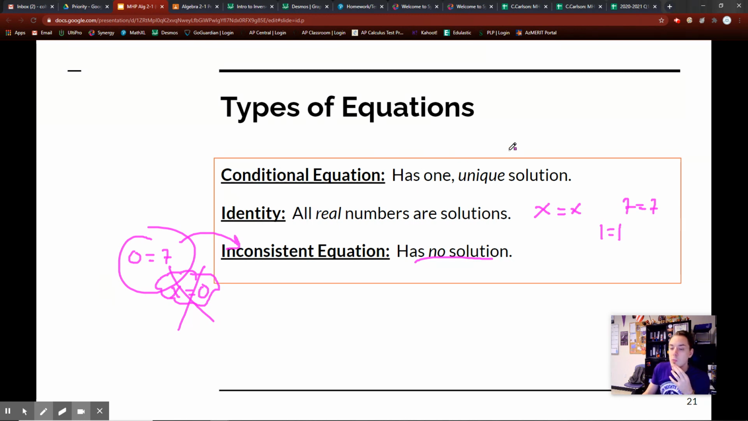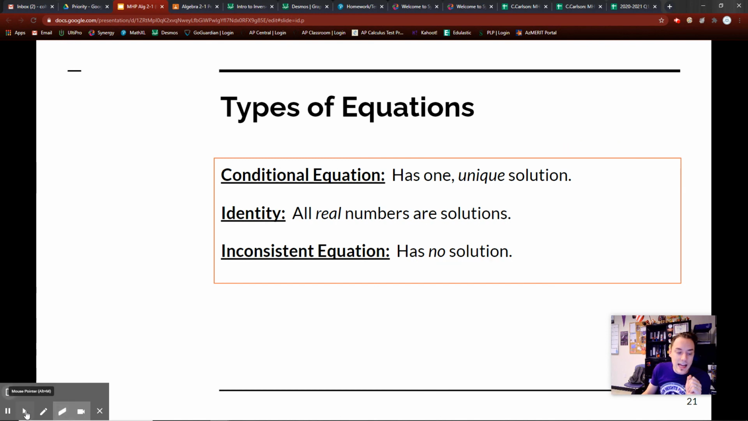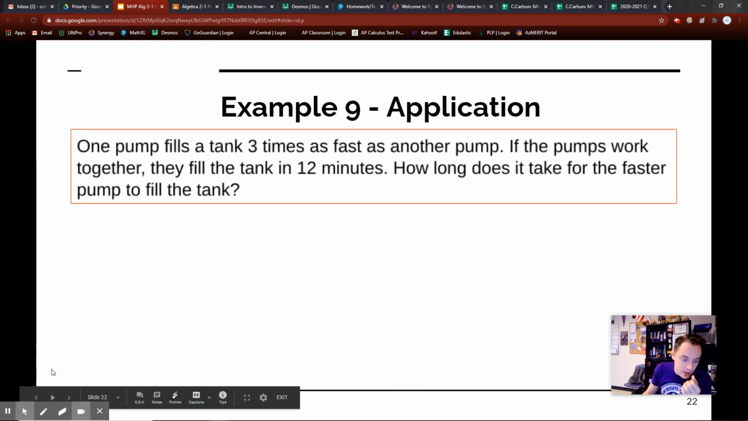Conditional equation is just one unique solution. So that's x equals 0. That's x equals 1. That's x equals 7. Okay, and so forth. All right, that's that one, and that's that one. So I just wanted to explain that because sometimes you all on Math Excel have something like that. Let's get to my final one.